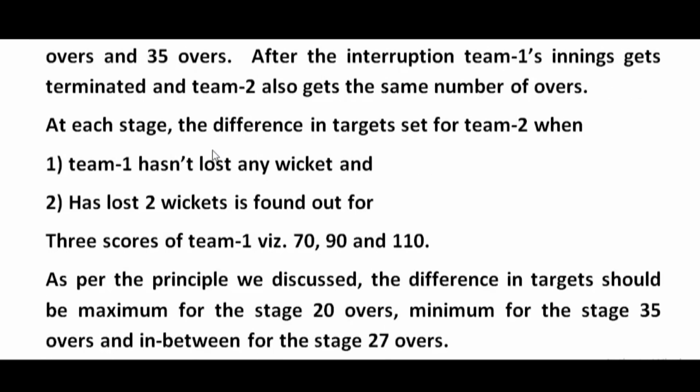At each stage, the difference in targets set for team 2, when team 1 hasn't lost any wicket and when it has lost 2 wickets, is found out for 3 scores. The 3 scores are 70, 90 and 110.